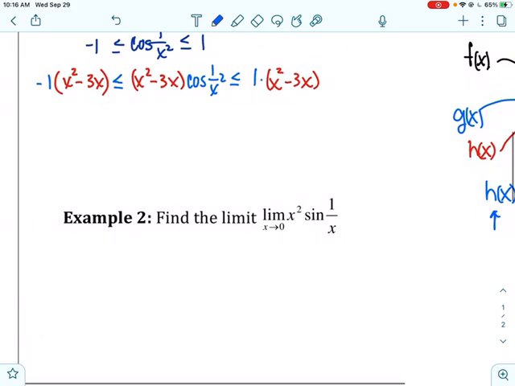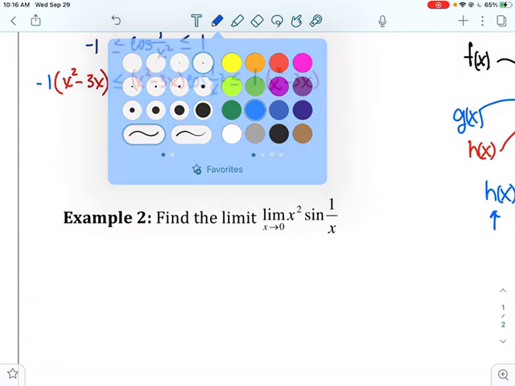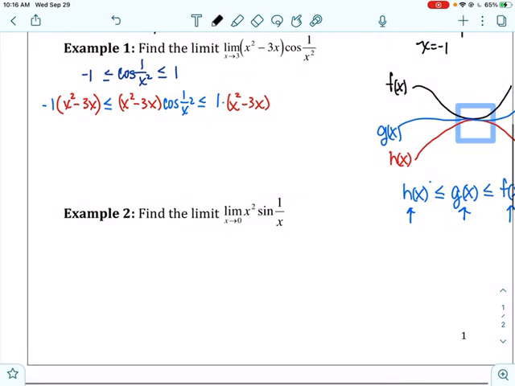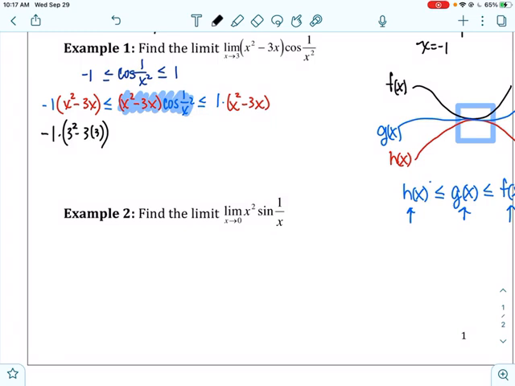Now what I want to do is I'm just going to leave things as they are. Now I'm going to take the limit of all three parts, because you want the limit of this middle section right here, right? So let's see what we get on the left. We have -1 times 3 squared minus 3 times 3. So that gives me -1 times 0. Here, I need to go back just a second.